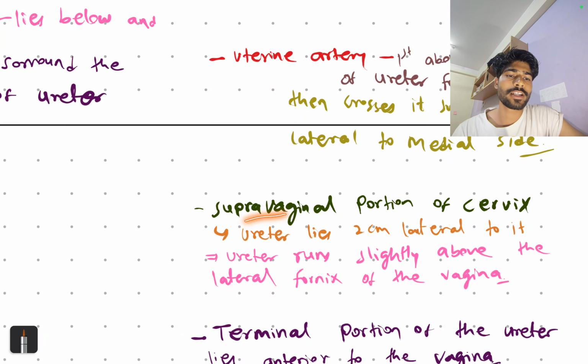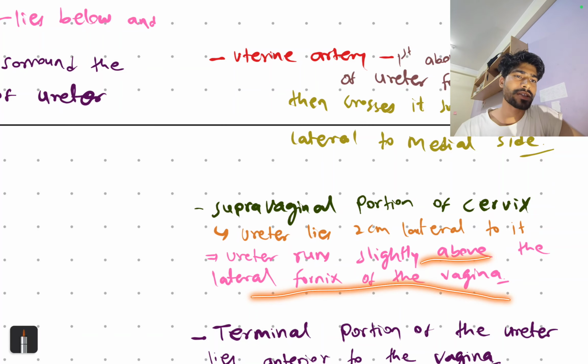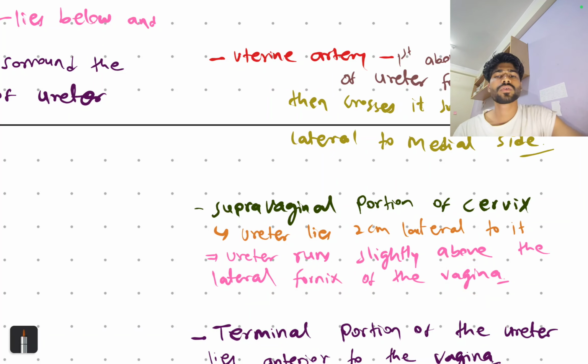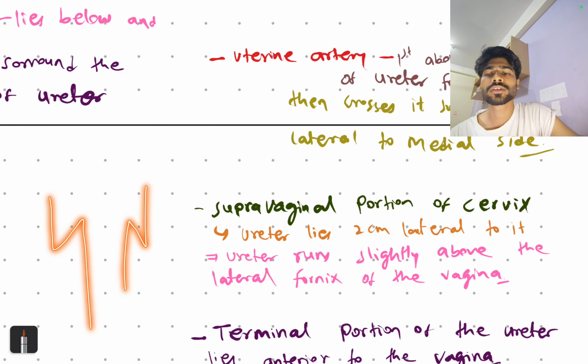Now, the supravaginal portion of the cervix. The ureter lies 2 centimeters lateral to it, and the ureter runs slightly above the lateral fornix of the vagina. So, the supravaginal portion, you know this one. This is called the supravaginal portion of the vagina.